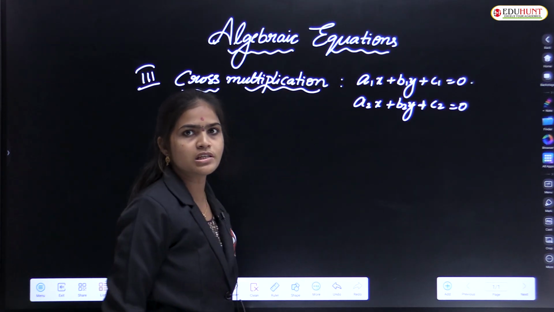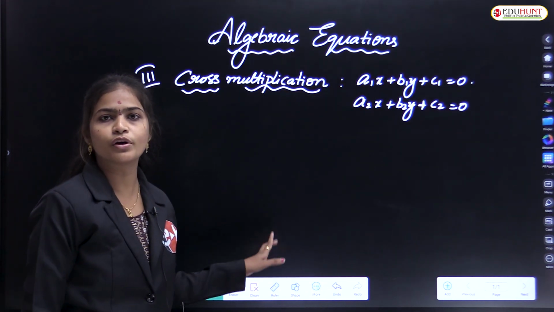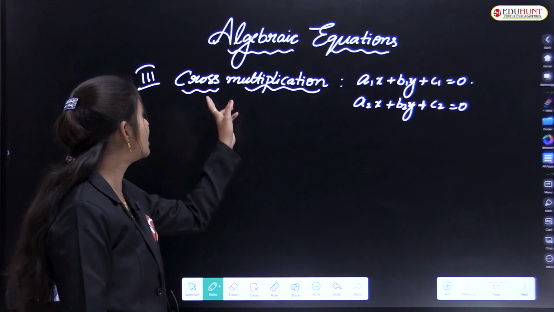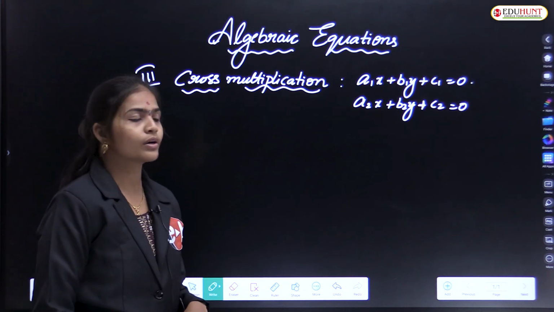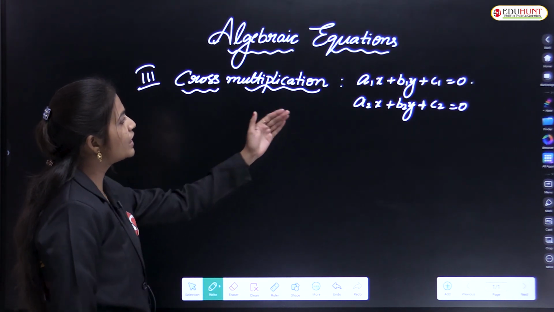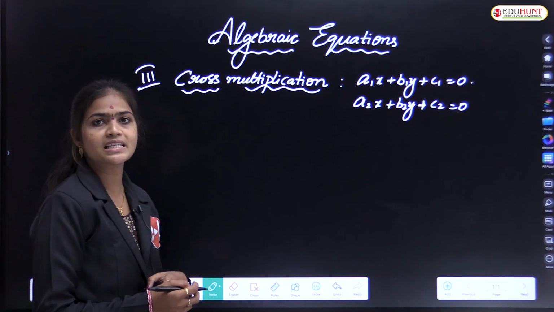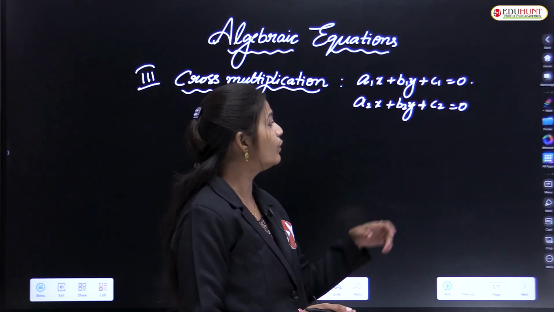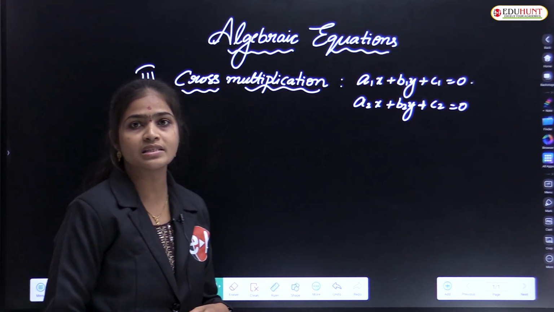These are the two equations, no? So here we have to use one formula for the cross multiplication. Okay, so what is that formula, ma'am? If the given equations are in the form of a1x plus b1y plus c1 is equal to 0 and a2x plus b2y plus c2 is equal to 0.